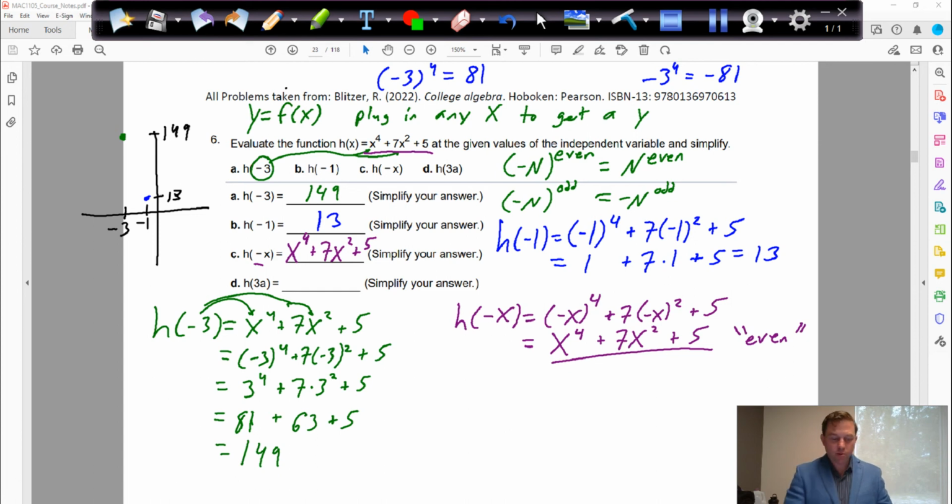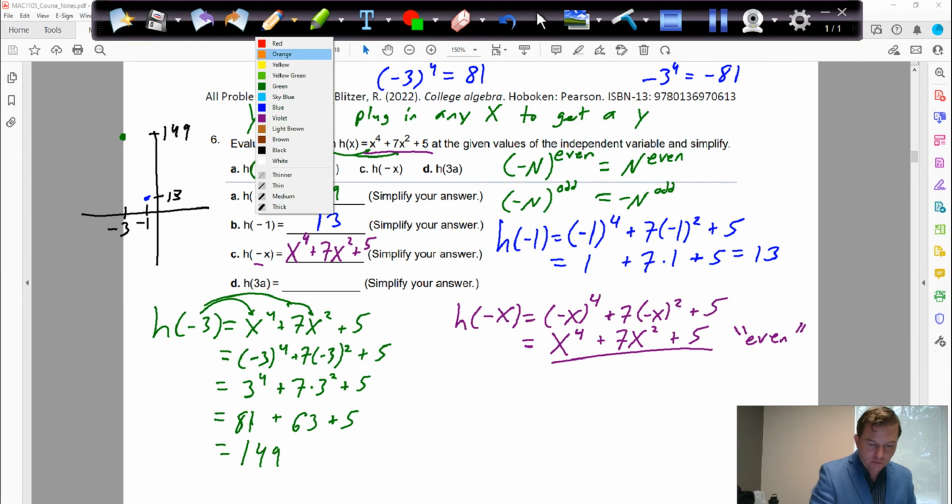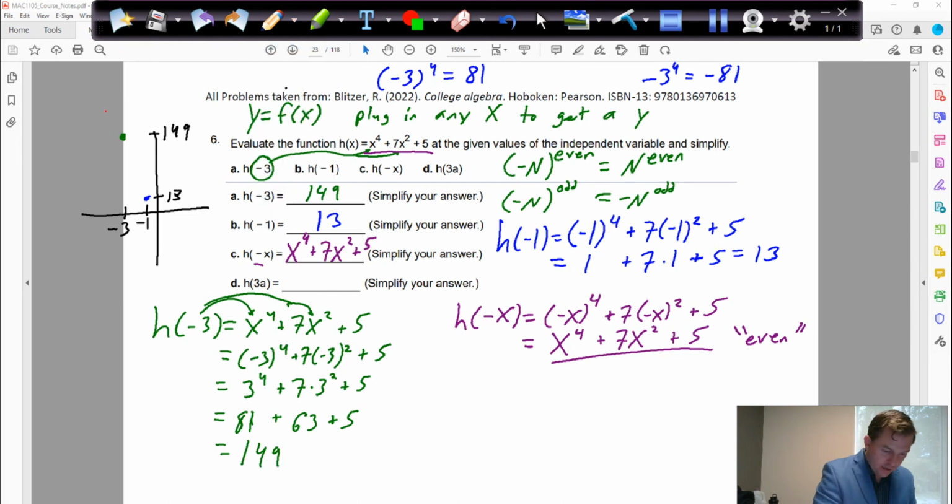In fact, if we picked more letters and numbers, this thing would look like this. It's going to come down, cross here at 5, and then it's going to look exactly the same. I didn't draw it perfectly, but basically the left side and the right side are going to match. It's going to have this symmetric nature to it. It's called an even function.